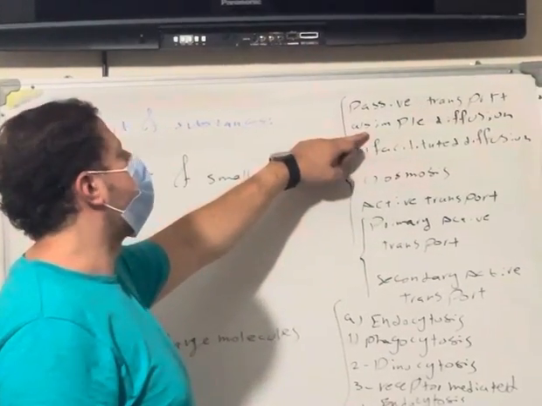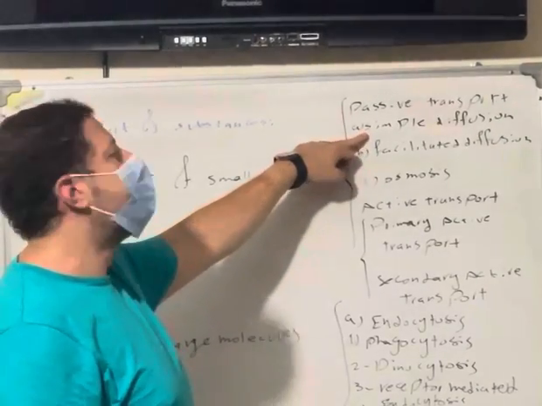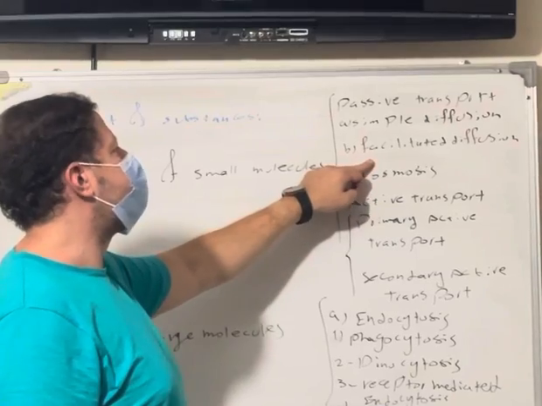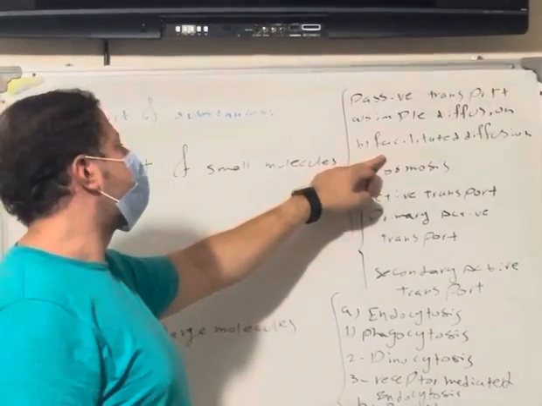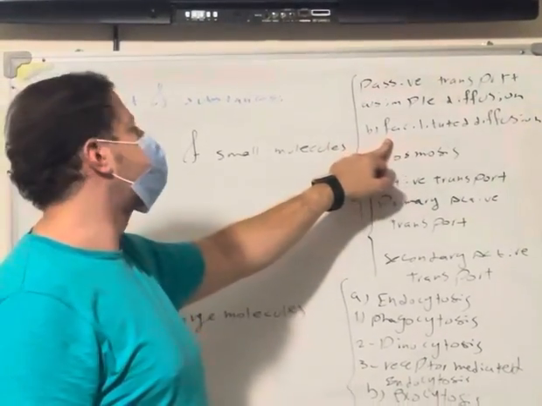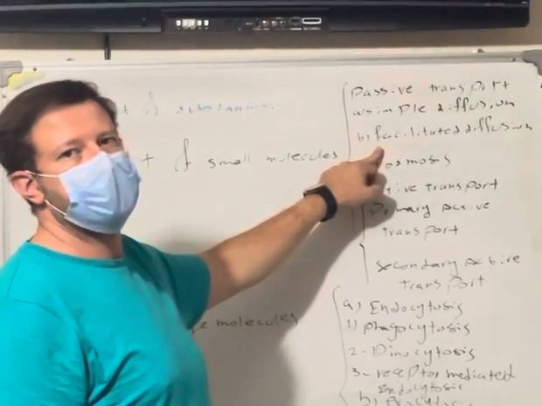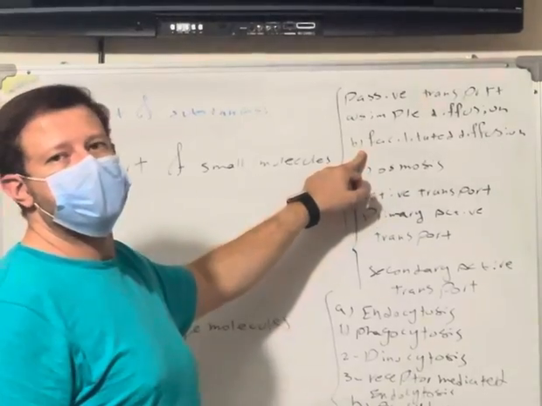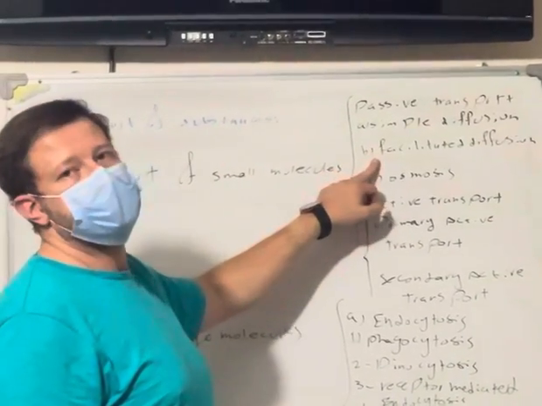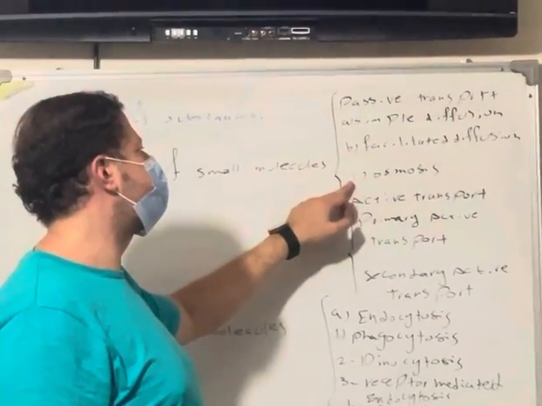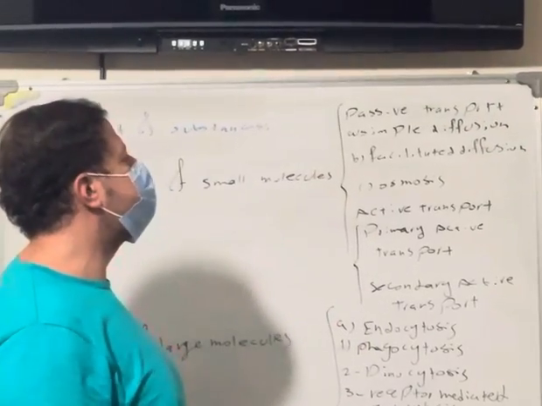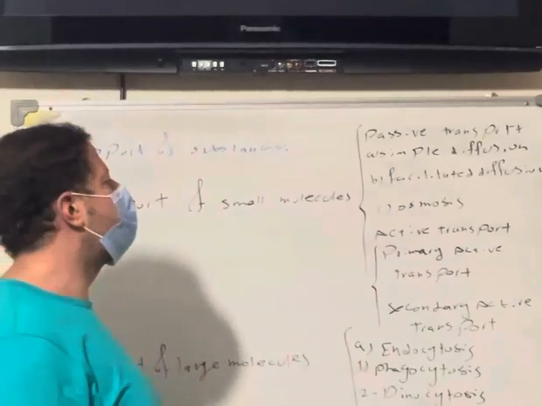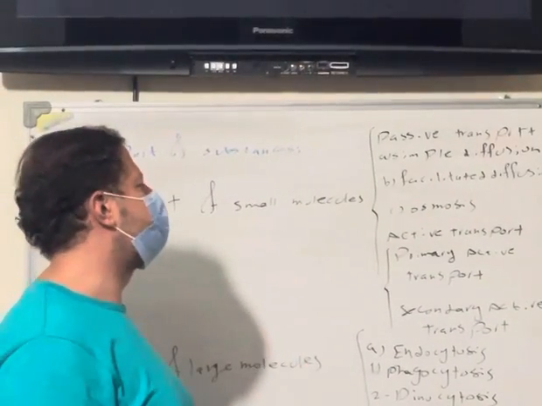Simple diffusion is for small non-polar molecules. Facilitated diffusion is for small polar molecules such as fructose and glucose, and it requires two kinds of proteins, carrier proteins and channel proteins. And the third one, osmosis, is a diffusion of water through a semi-permeable membrane.